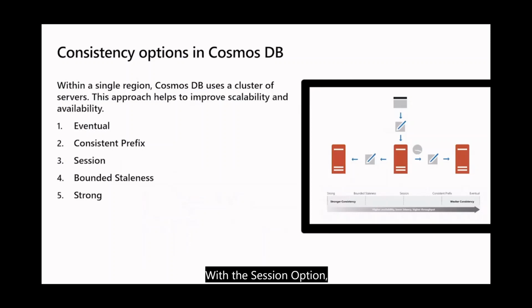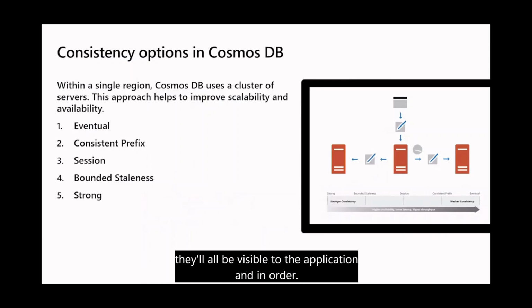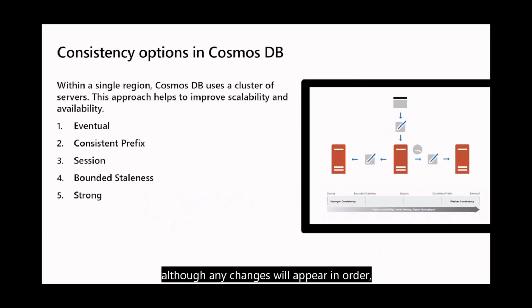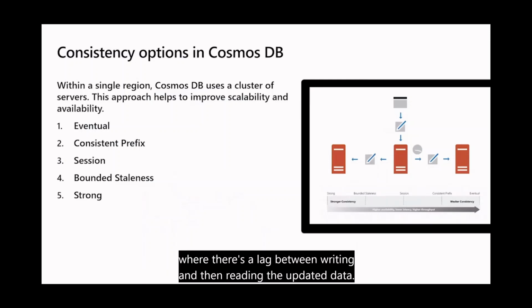With the session option, if an application makes a number of changes, they'll all be visible to the application and in order. Other applications may see some of the old data, although any changes will appear in order as they did for consistent prefix. Now, this form of consistency is also sometimes known as read your own write. Bounded staleness is where there's a lag between writing and then reading the updated data. So you typically specify this staleness as a period of time or a window or number of previous versions where this data may be inconsistent.